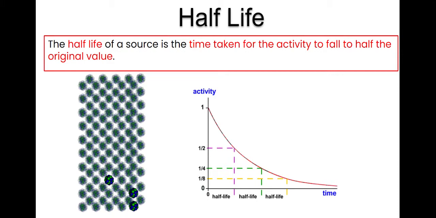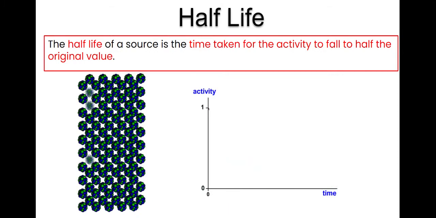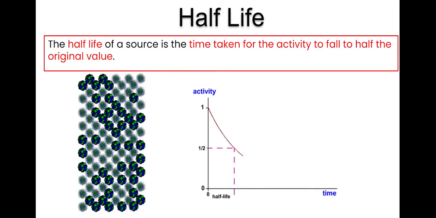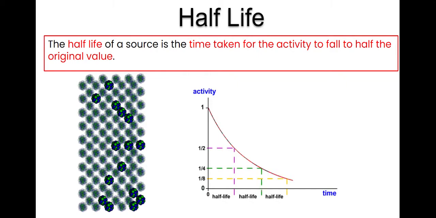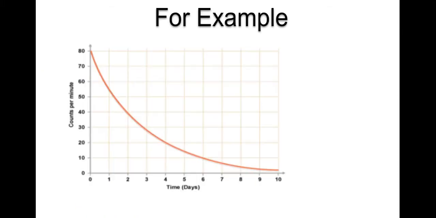And the time it takes for the radiation to drop to a half of its original level is the same as the time it takes to go from a half of its original level to a quarter of its original level, which is the same as the time it takes to get from a quarter to an eighth of its original level, which is the same as the time it gets from an eighth to a 16th, and so on. It's a consistent time, and that time is known as the half-life.